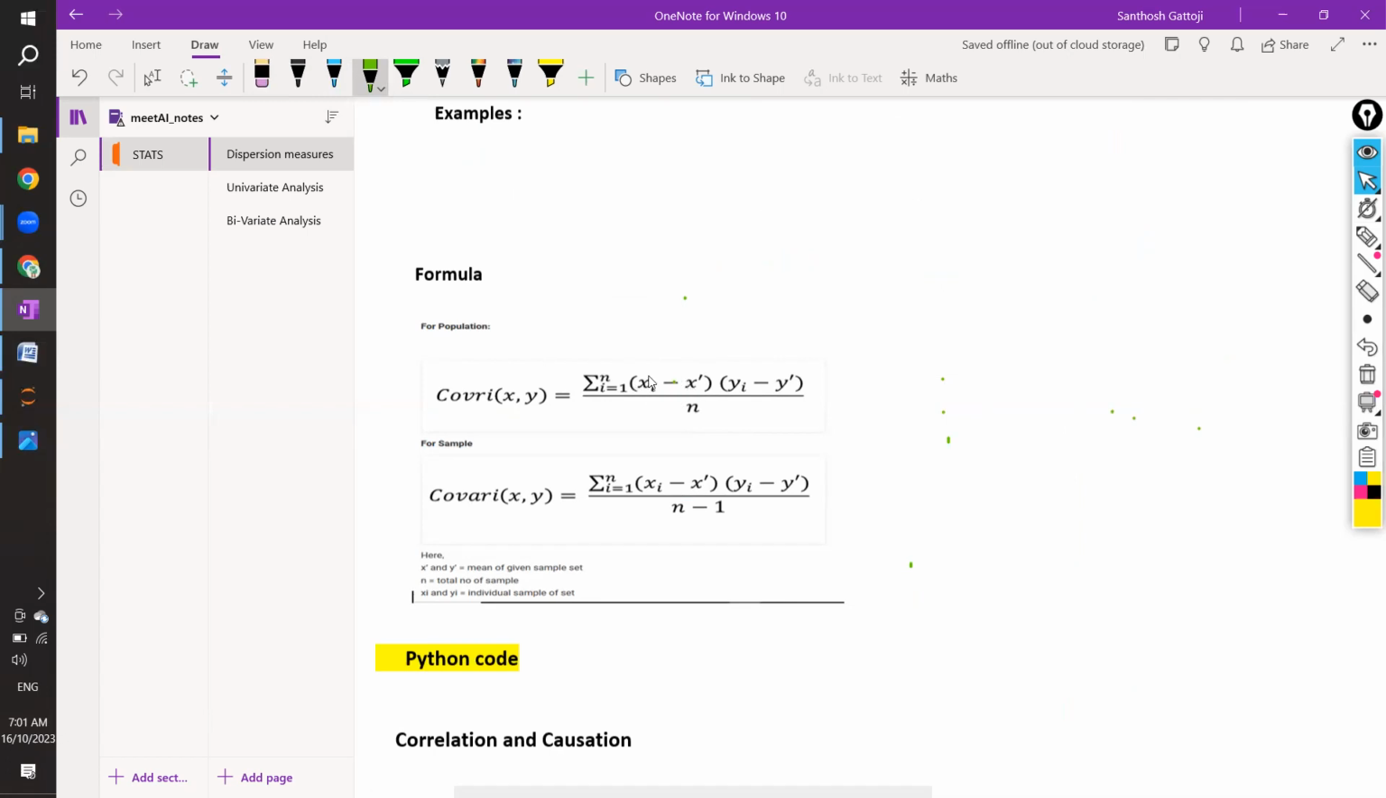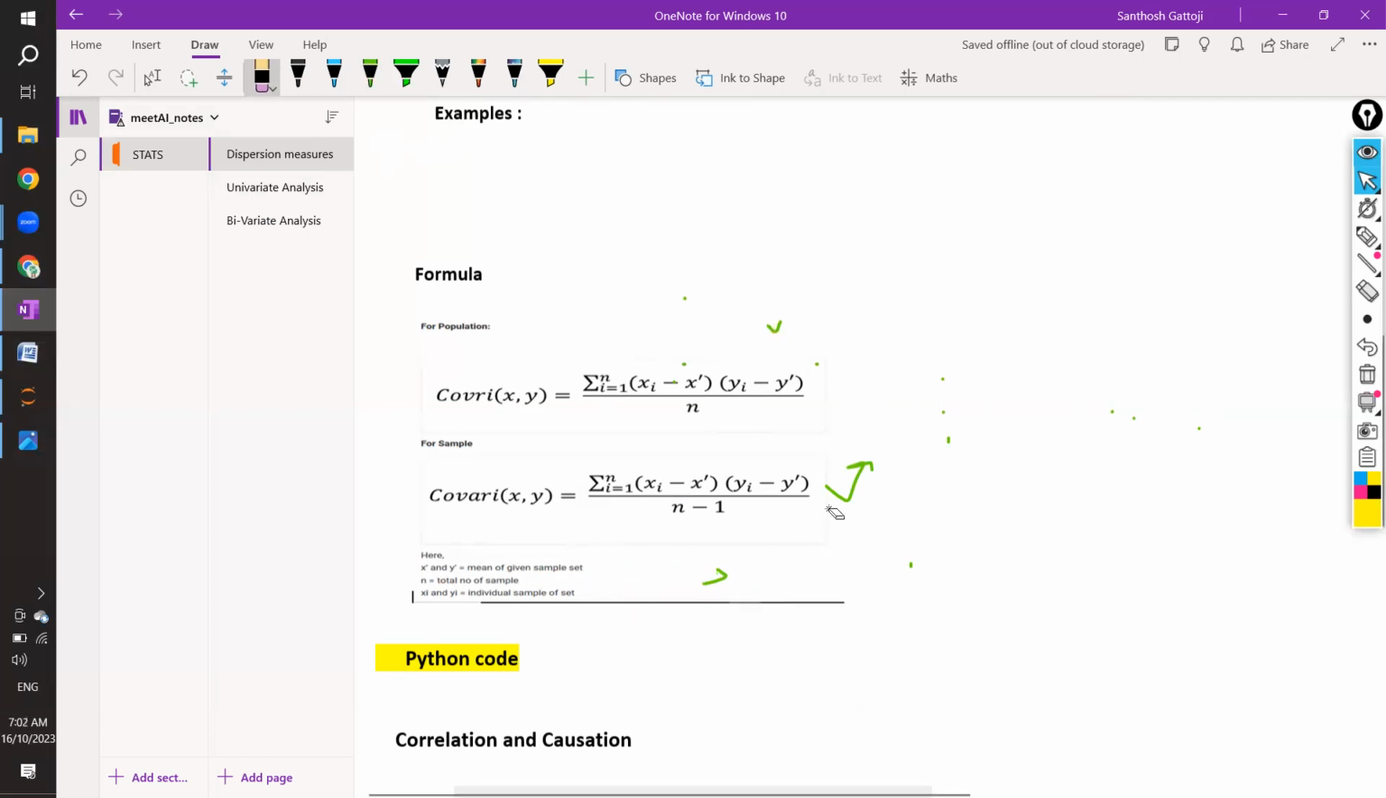Just subtract the mean from each value. I think you already know by this time how to calculate the mean of any given column. Calculate the two means of the two columns and subtract from each and every element one at a time. Add those, divide by n. Same thing goes for sample, but here the only difference is you need to divide by n minus 1. As you can see, x dash and y dash are the means of the given sample set. N is the total number of samples. Xi and yi are the individual values from the given total set. Clear, guys?